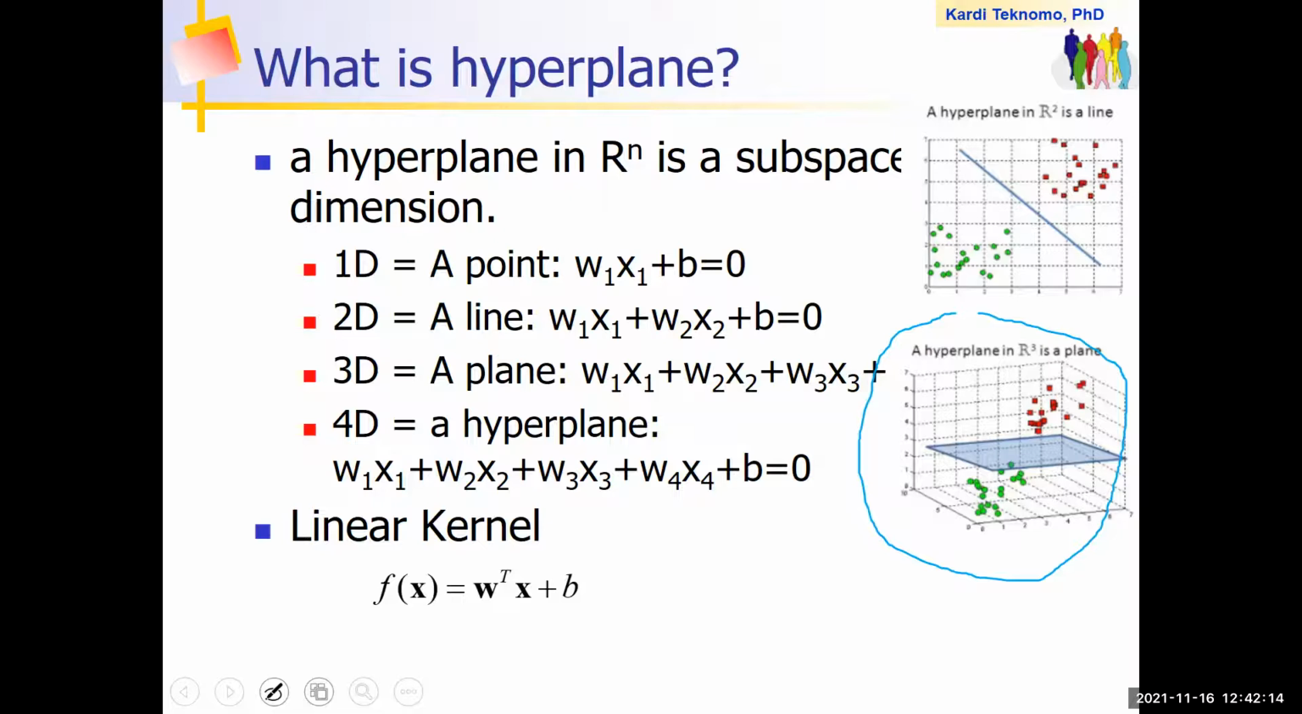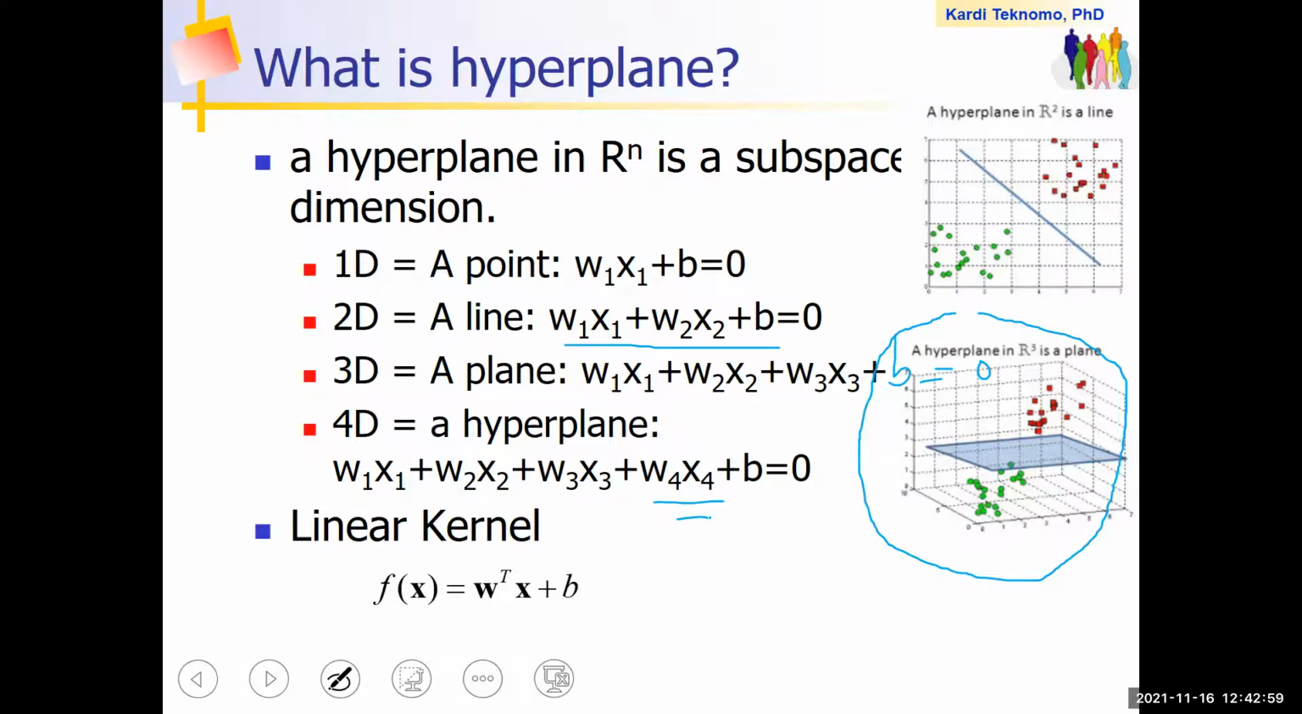In 2D, I have a line. So it is W1X1 plus W2X2 plus B, equals zero. This is the definition of a line, right? In 3D, you have a plane: W1X1 plus W2X2 plus W3X3 plus B equals zero. That is the equation of a plane, right? So similarly in 4D, you just increase the number of WX terms.